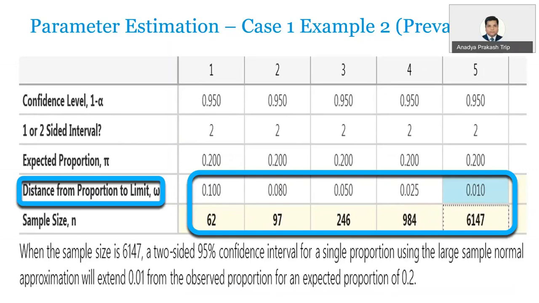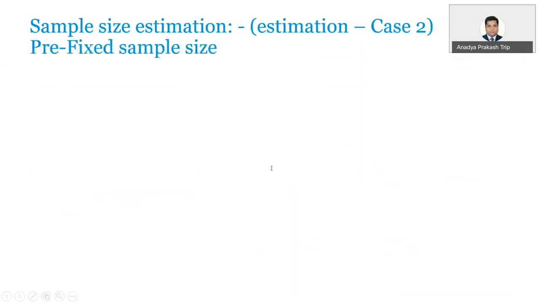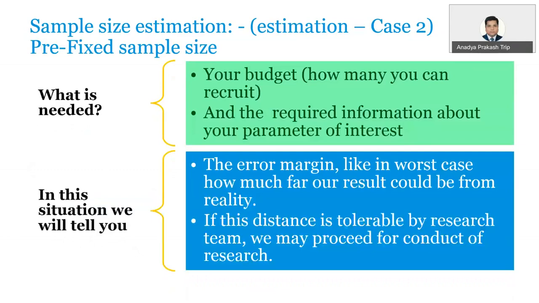So let's say I can do a sampling of 100 subjects only. So this is somewhere here. So with 100 subjects, maybe we are going to have plus minus 8% of the boundary with the true reality. So case 2 is going to demonstrate based on the budget and resource.